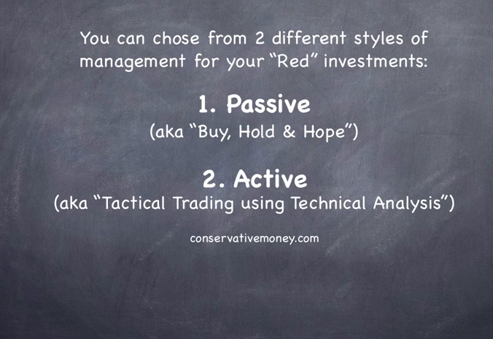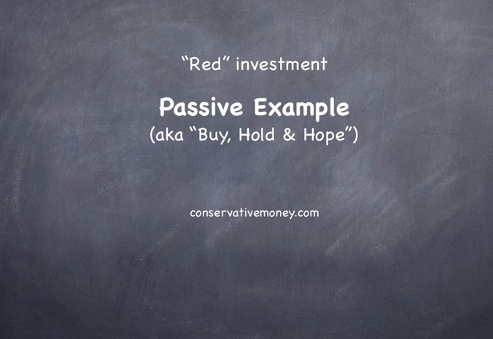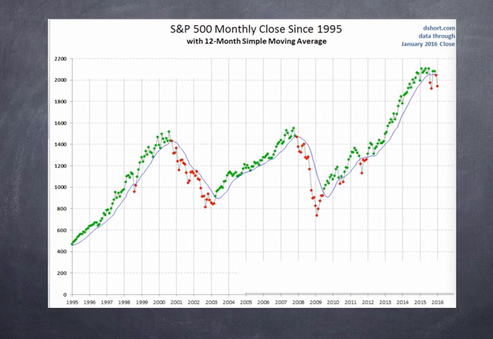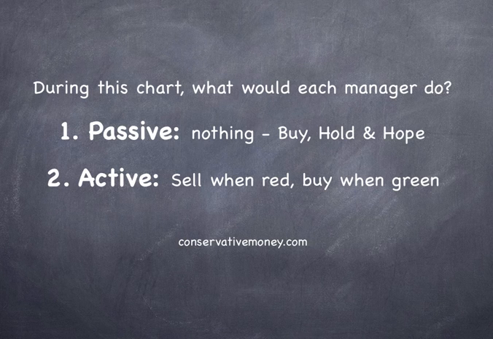What the heck does that mean? An example of passive investments would be buy, hold, and hope. In this diagram, you buy, in this case, the S&P, and you simply hold it. So prices go up and down. There's a daily value, but you hold on to this vehicle and don't make any sales or purchases. Passive does nothing. Active would sell when in red and buy in green.